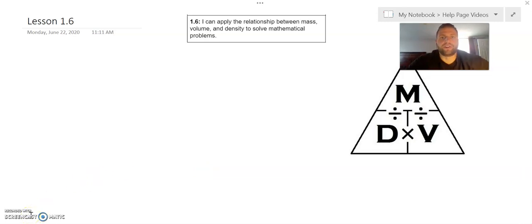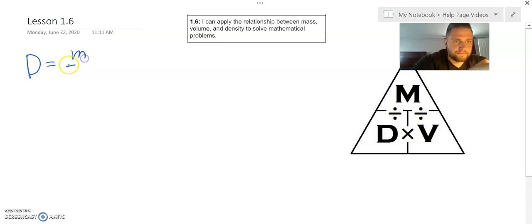When we think of this learning target, a very specific equation has to appear in our heads, and this is what it has to be: D equals m over v. What this stands for is density is equal to mass divided by volume. Out of this equation, we can actually get three equations, and we're going to see that here in just a second. The way the equation currently sits, it's solving for density, but we can also solve for mass and volume. So we're going to do some simple algebra and try to show these two other equations.